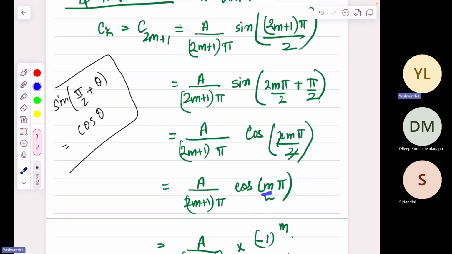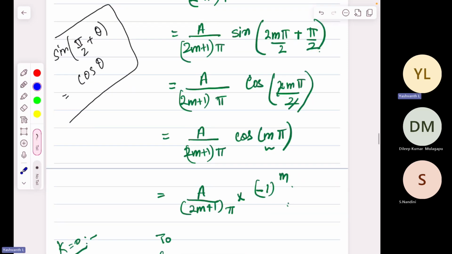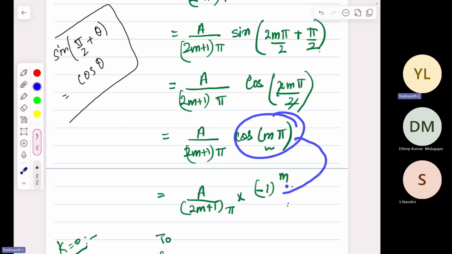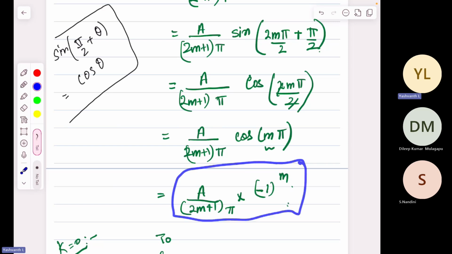But depending on what m is, if m is even, then cos m pi will be equal to 1. If m is odd, then cos m pi will be equal to minus 1. So you can write cos m pi as minus 1 power m. And a by 2m plus 1 into pi carries forward everywhere. So this is my expression for the Fourier coefficient when k is an odd number.